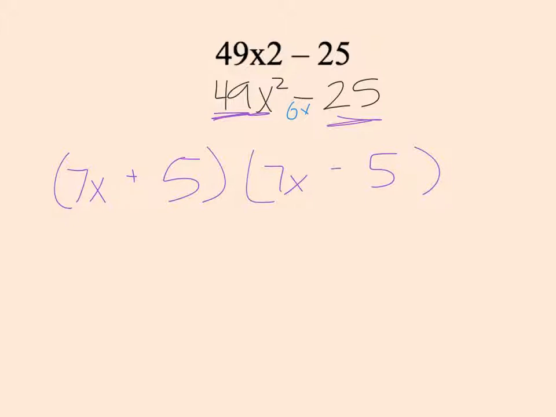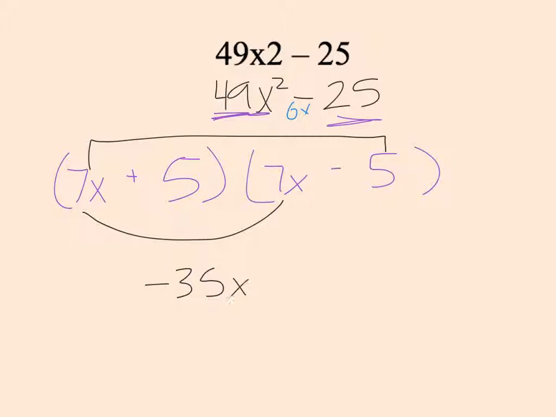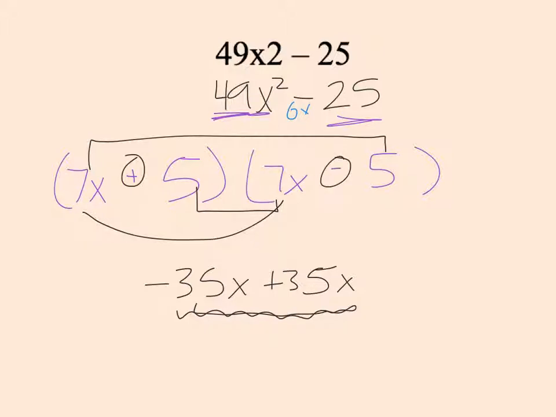So when you FOIL this out, again, we're looking at our middle terms, because my first should be my 49x squared. My outside then, this right here would give me a negative 35x. My inside, this term right here, would give me a positive 35x. And those two should always cancel each other out. And the only way you can cancel those out would be by having a positive and negative inside your parentheses.